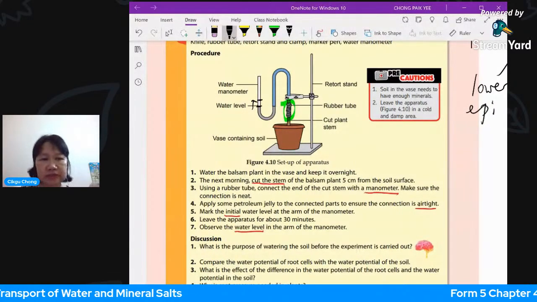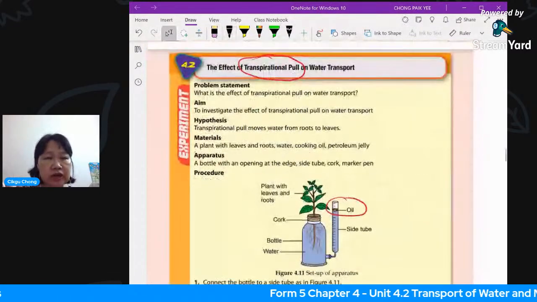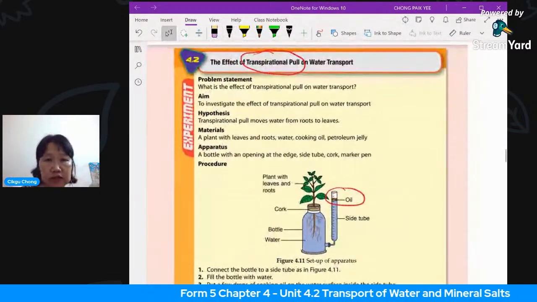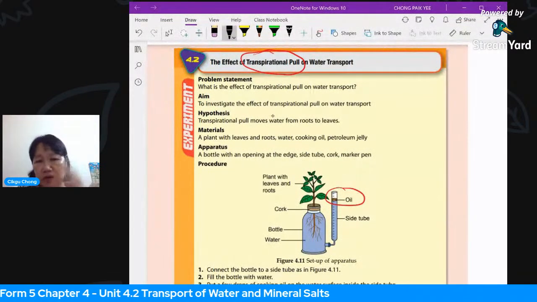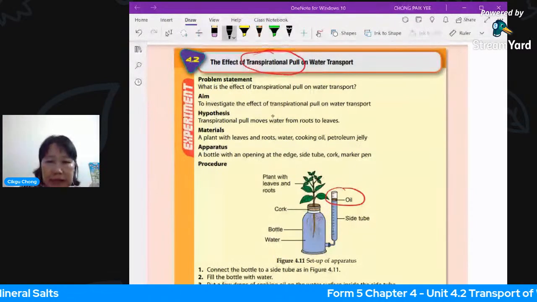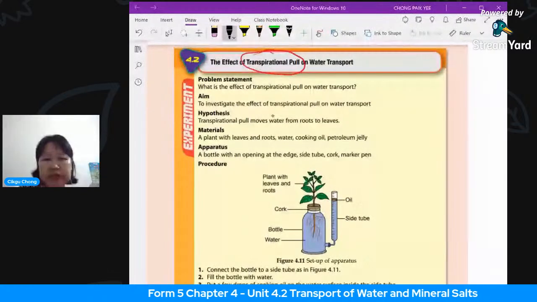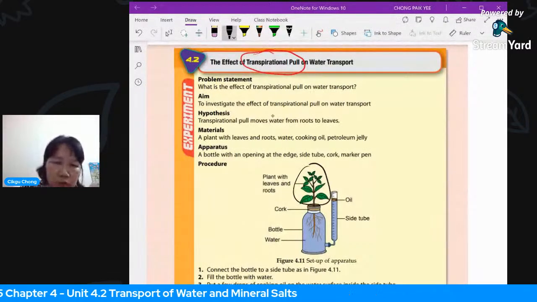Okay, the second experiment here is to show transpirational pull. You have to make sure you have water supply here. The plant has to be immersed, the whole root has to be immersed in water. And of course, you want to block out evaporation from the surface of the water. You want the water to evaporate from the leaves. Therefore, you put a layer of oil here.